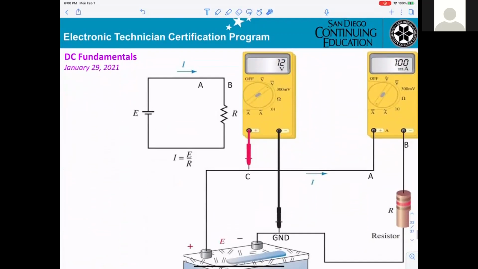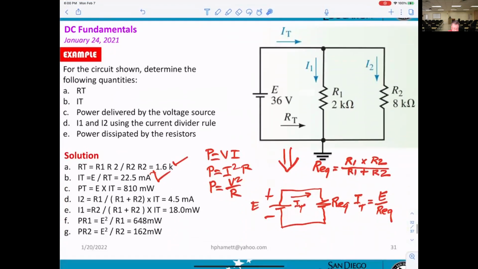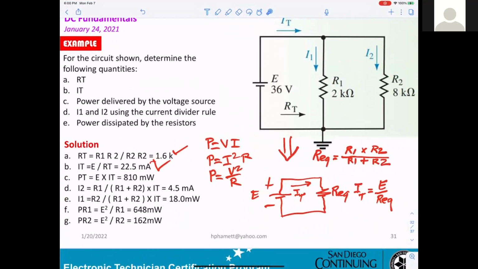Now, I have a quick question on D. Is it just because it's asking us to use the current divider rule that we have to do it that way? Couldn't we just divide E by R1 and R2 to find I1 and I2? Yeah, if you only want the answer, it doesn't matter which way you get it. However, if you go to college, then you must follow it exactly, which means using the current divider rule. Okay, gotcha. Thank you.